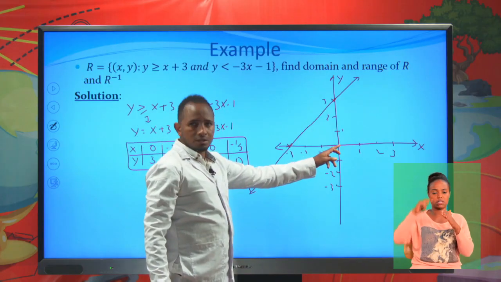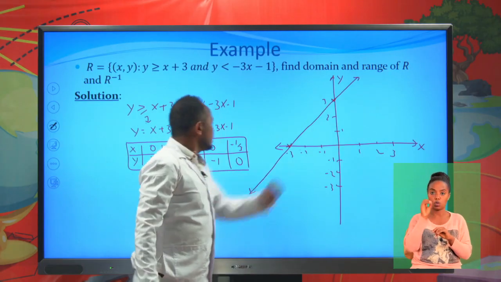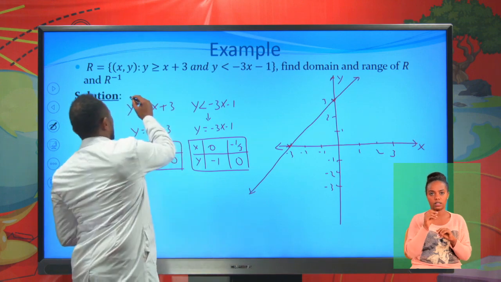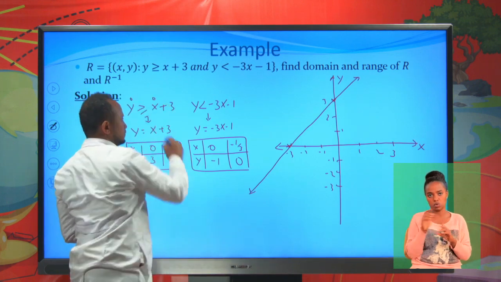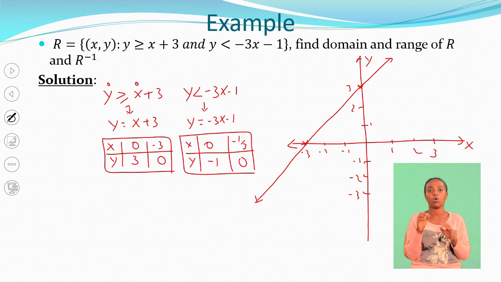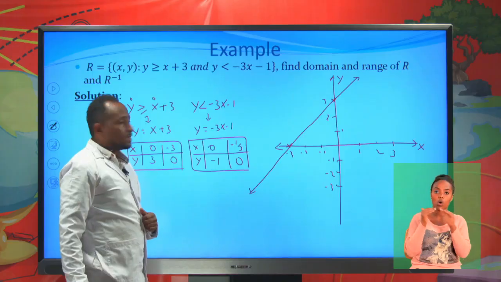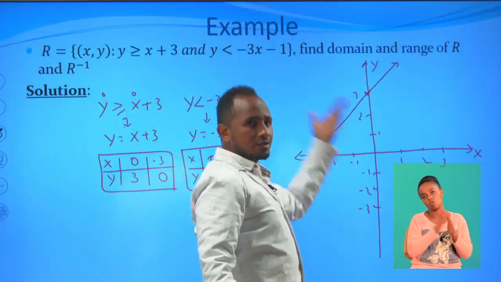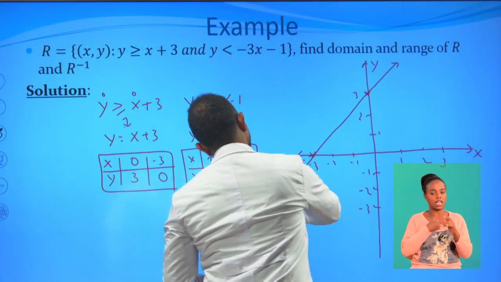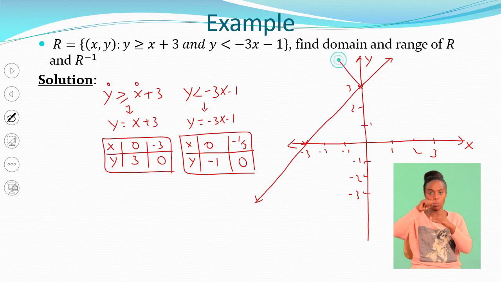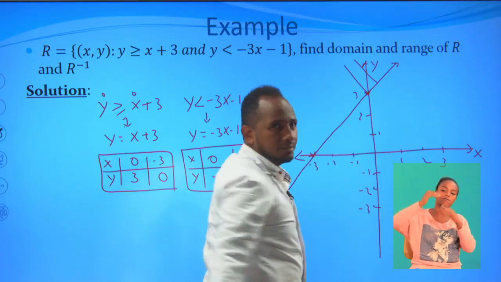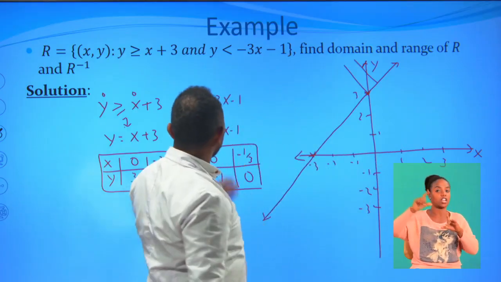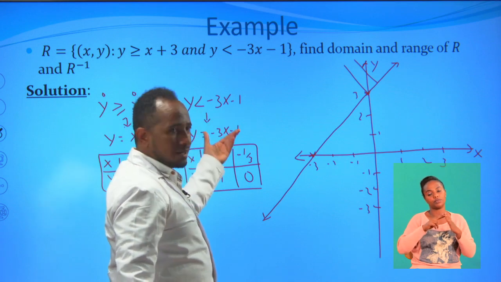Taking the origin as a test point, put 0, 0 here. 0 is greater than or equal to 0 plus 3. It is wrong. This part is not part of our graph. It is the other side. Therefore, the shaded region will be above this line. And then draw the graph for this one, boundary line.